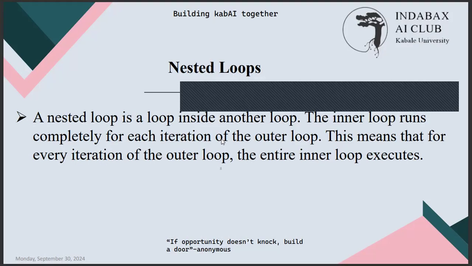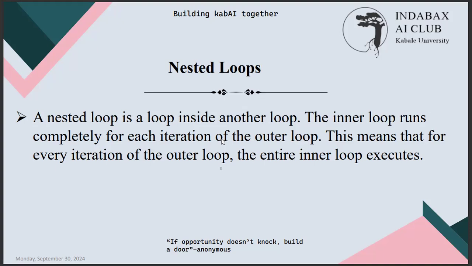Moving on, let's look at what we call nested loops. A nested loop is a loop inside another loop. Remember the other time we looked at nested if statements, where we have an if inside another if. So here we have a loop inside another loop. That's what we call a nested loop. This means that for every iteration of the outer loop, the entire inner loop executes.